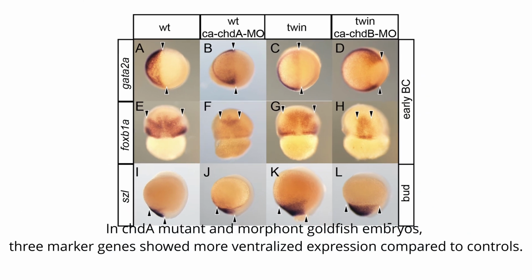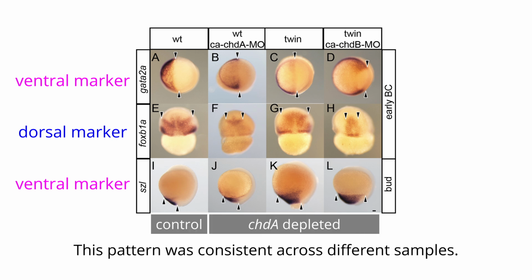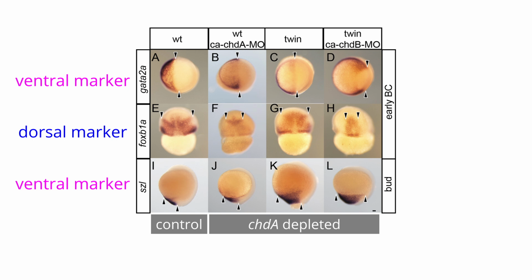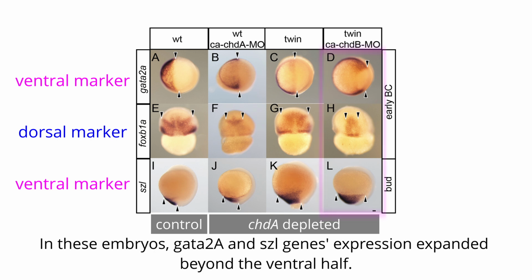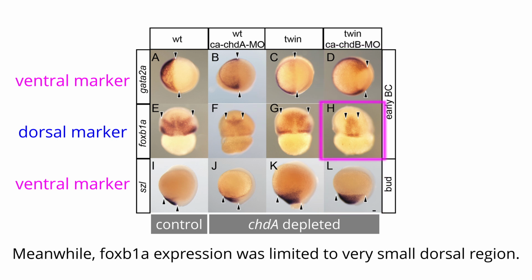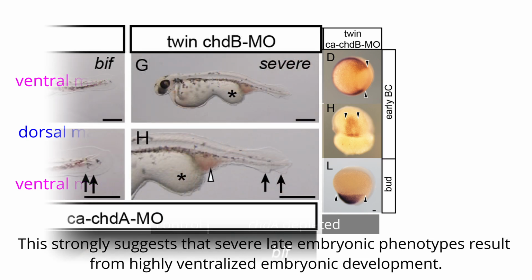In coding A mutant and morphant goldfish embryos, 3 marker genes showed more ventralized expression compared to controls. This pattern was consistent across different samples. However, things became even more dramatic in coding A and coding B double deficient goldfish. In these embryos, GATA2A and sizzled gene expression expanded beyond the ventral half. Meanwhile, FOXB1A expression was limited to a very small dorsal region. This strongly suggests that the severe late embryonic phenotypes result from highly ventralized embryonic development.